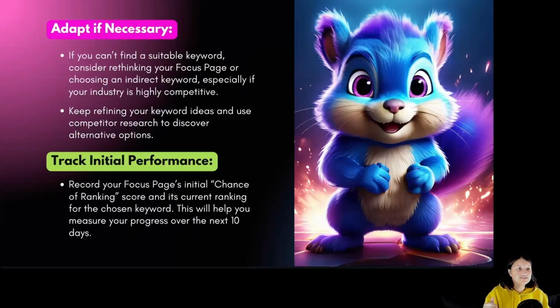And adapt if necessary. If you can't find a suitable keyword, consider rethinking your focus page or choosing an indirect keyword, especially if your industry is highly competitive. Keep refining your keyword ideas and use competitive research to discover alternative options. And of course, track initial performance. Record your focus page's initial chance of ranking score and its current ranking for the chosen keyword. This will help you measure your progress over the next 10 days. So let's go inside Squirrly SEO and see how we can do this.